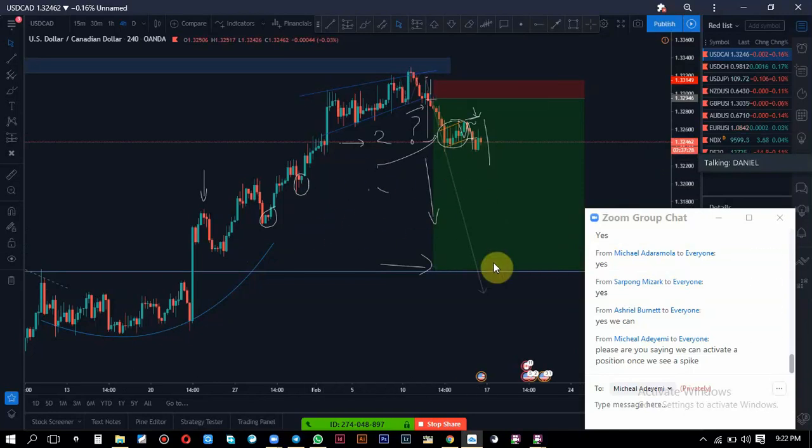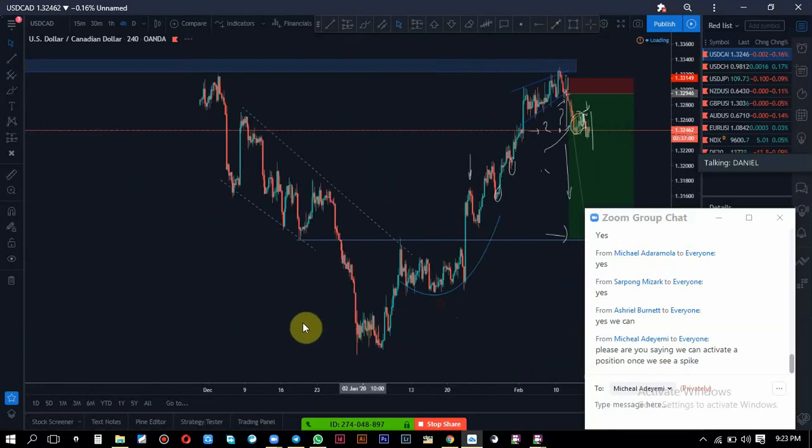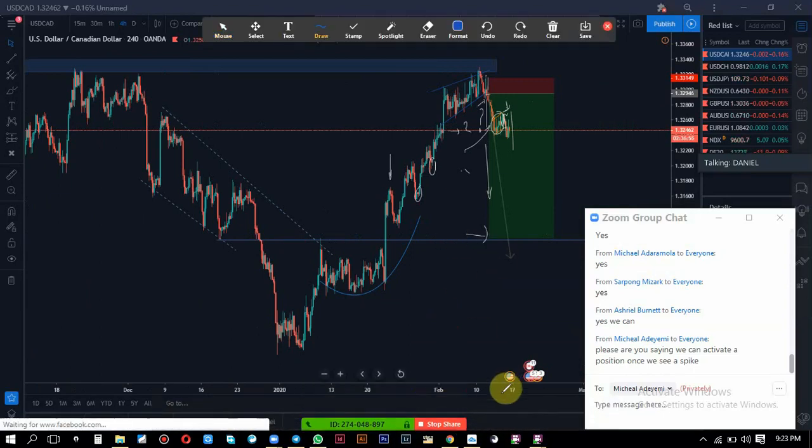Before I continue, maybe to go deeper into the transition phase of the market, let me just elaborate on what was happening here. Please, are you saying we can activate a position once we see a spike? Okay, I will give you the whole information on how we can go about it, because it is not always where we are expecting a spike.